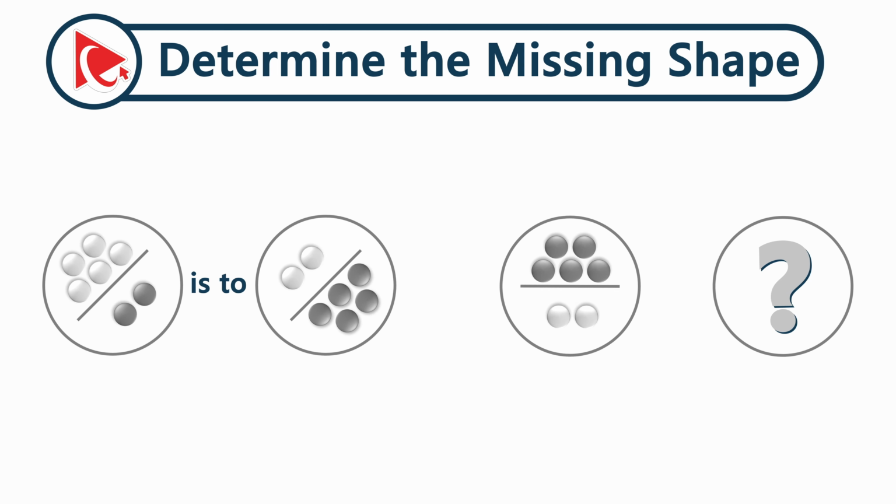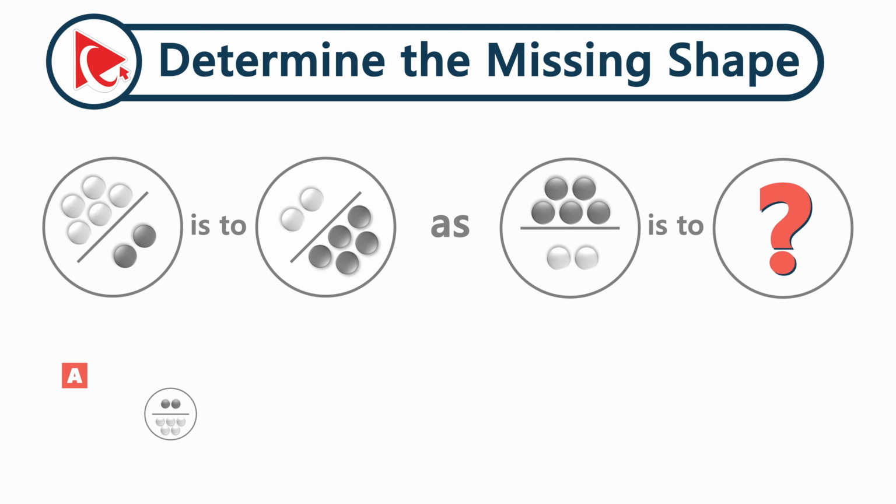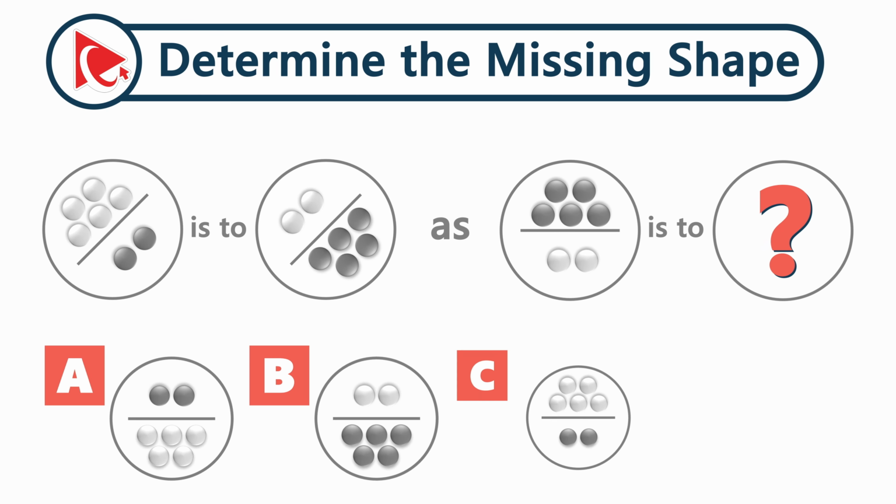You're presented with the group of shapes. First shape is to the second shape, as third shape is to the missing shape. You got it, right? You need to determine the missing shape out of 4 possible choices. Choices A, B, C, and D.